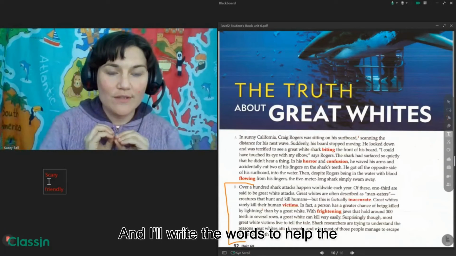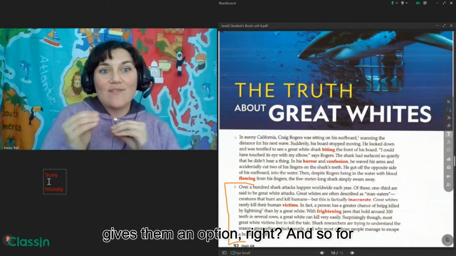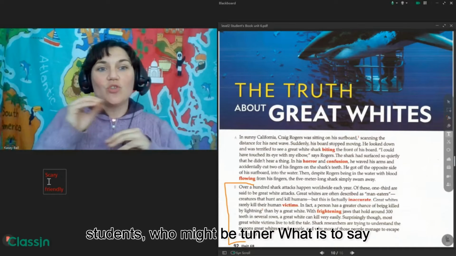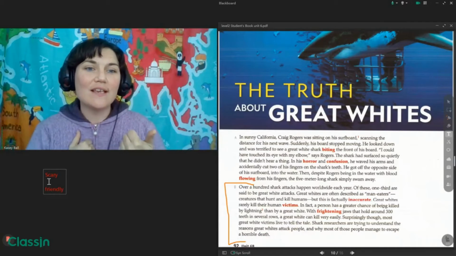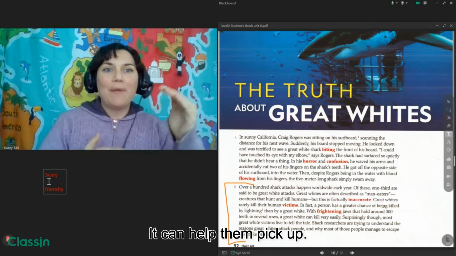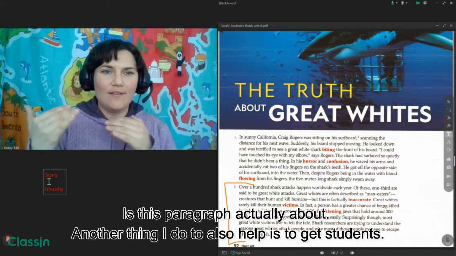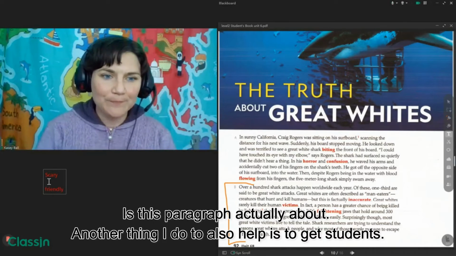And I'll write the words to help the students kind of see the words, and then it gives them an option, right? And so for students who might be too nervous to say something, or maybe who don't fully understand, it can help them pick, oh, I've got these two or three options. Which one is this paragraph actually about?